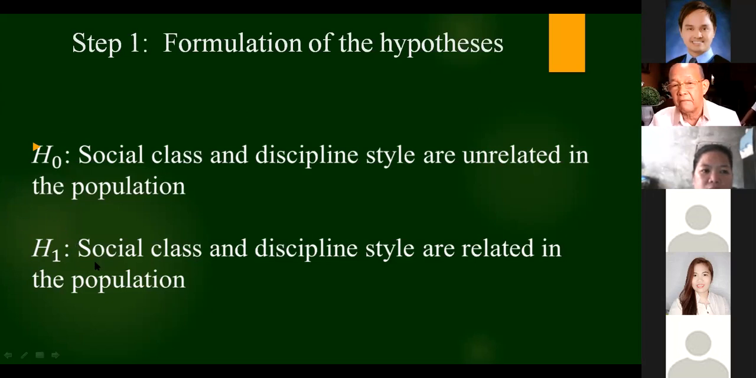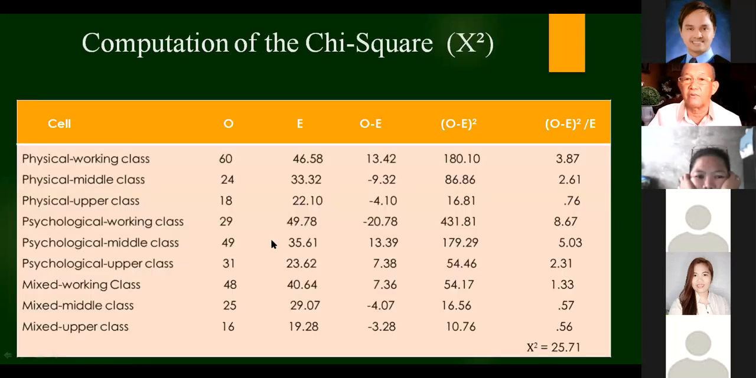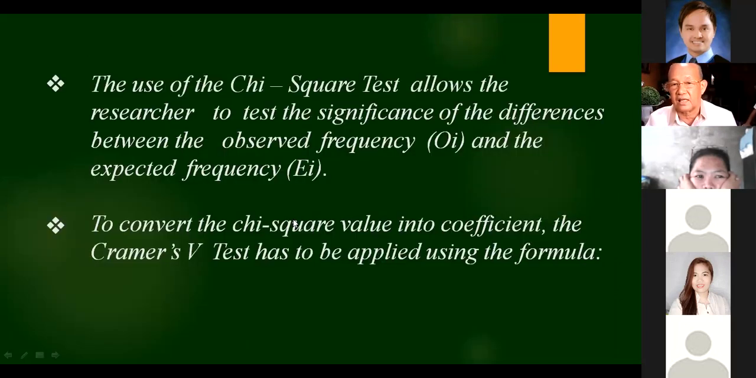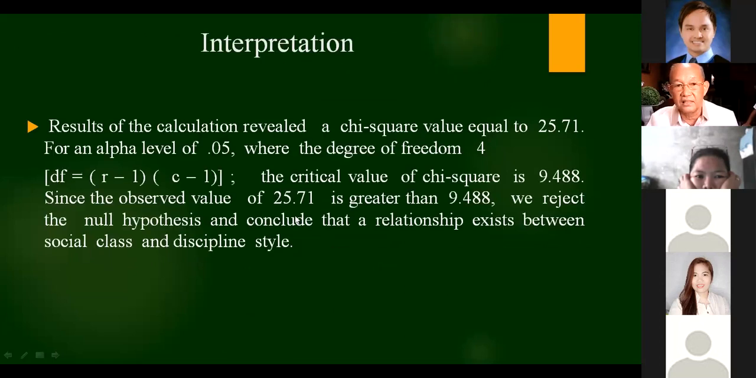So sabi natin, since the computed chi-square is much higher than the critical chi-square, the null hypothesis may be rejected and it may be safely concluded that social class and discipline style are related in the population, or social class and discipline style are significantly related. Meron kayong nakitang relasyon. Okay, so that's how it works. This is the easiest way of computing the chi-square.